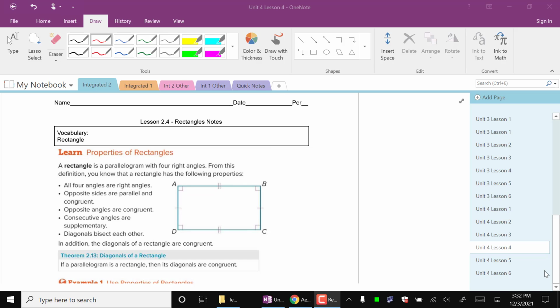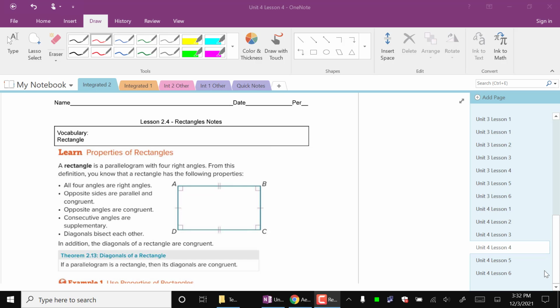Hi-ho everyone. Today we're going to be looking at Unit 4, Lesson 4, Rectangle Notes. So we have a vocab word, so check your vocab sheet for the definition of rectangle. So properties of a rectangle. A rectangle is a parallelogram with 4 right angles.